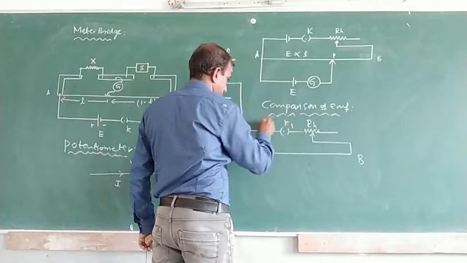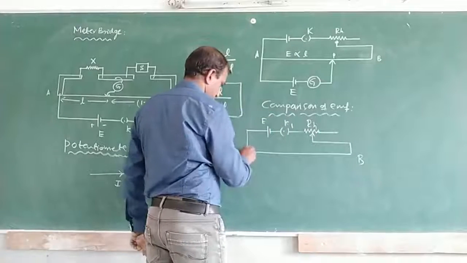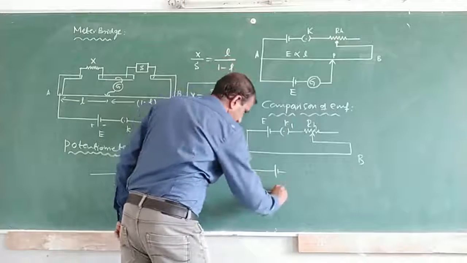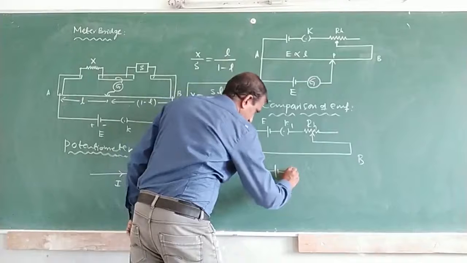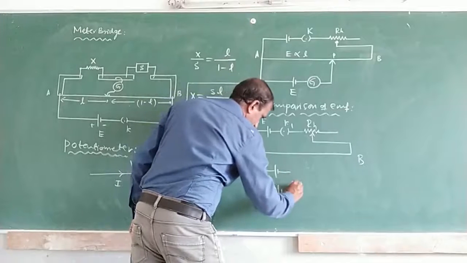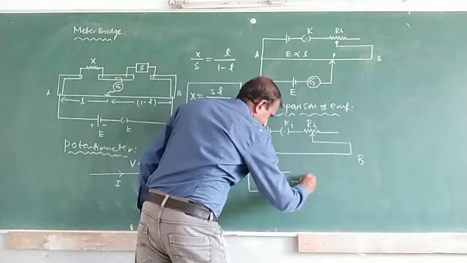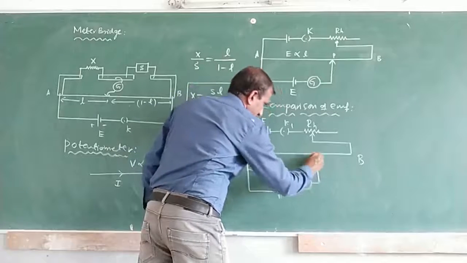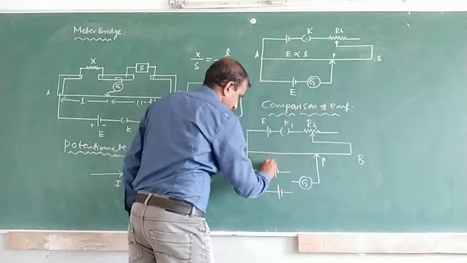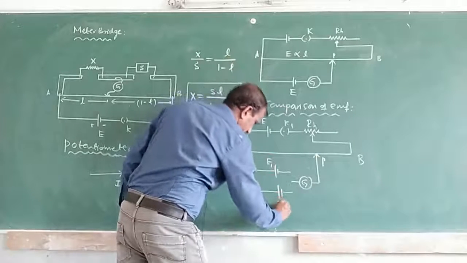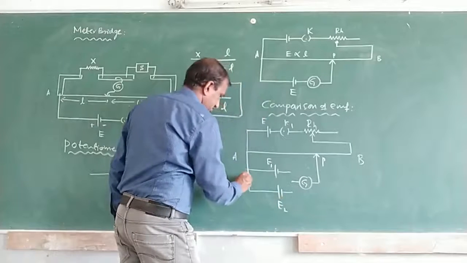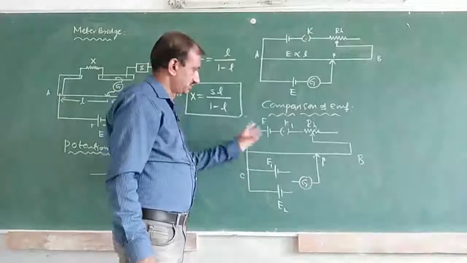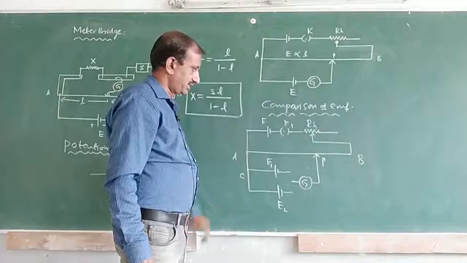This is EMF E. This is a cell of EMF E1. This is a cell of EMF E2. These in turn are connected to a galvanometer through a two-way key. The galvanometer is connected to the pointer. This is the cell of EMF E1, this is the cell of EMF E2. Let us consider this is point C. See how to compare the EMF of two cells using this potentiometer arrangement.